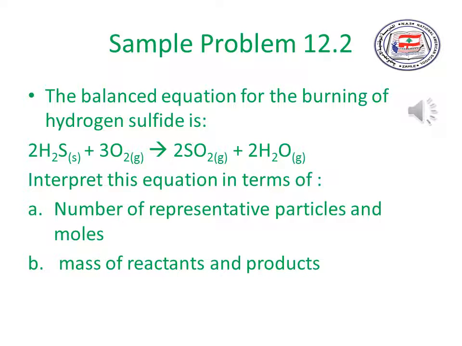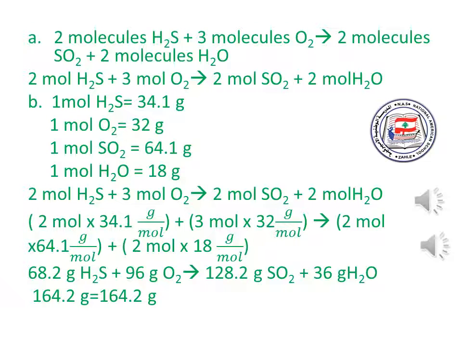Sample problem 12.2. The balanced equation for the burning of hydrogen sulfide is the following. So interpret this equation in terms of part A, number of representative particles and moles, part B, mass of reactants and products. Let's start with part A, numbers of representative particles. According to the balanced equation, we have 2 molecules of hydrogen sulfide plus 3 molecules of oxygen forming 2 molecules of sulfur dioxide and 2 molecules of water.